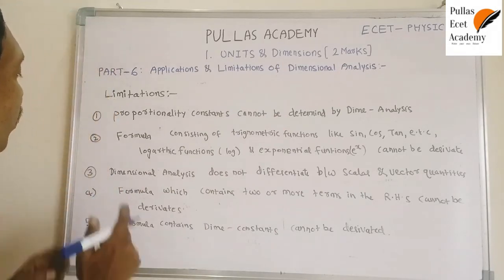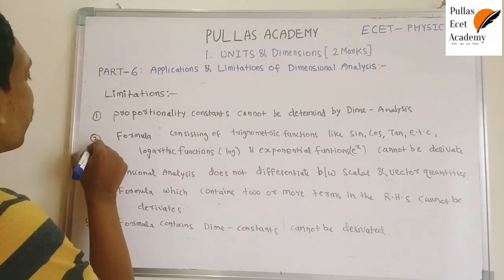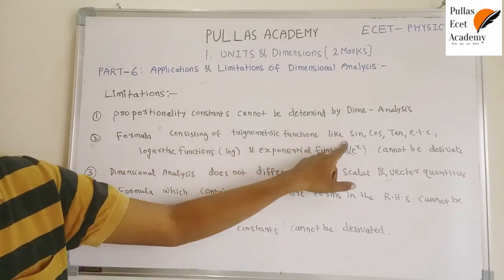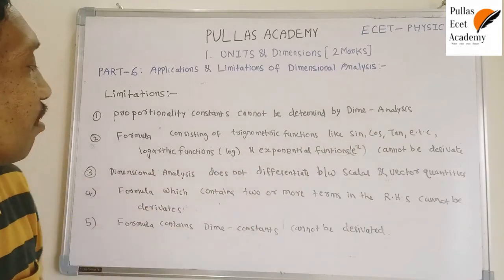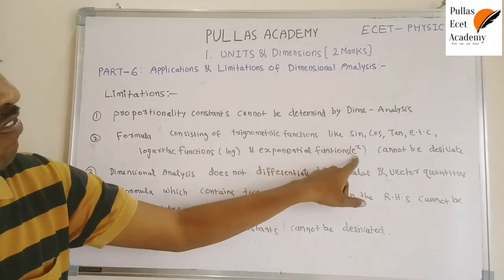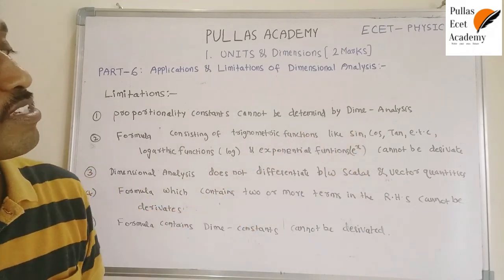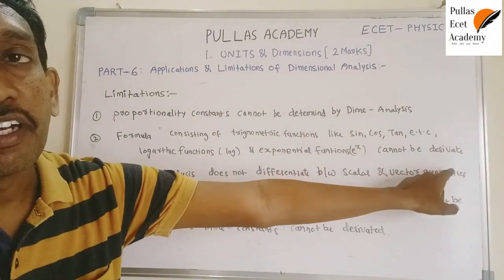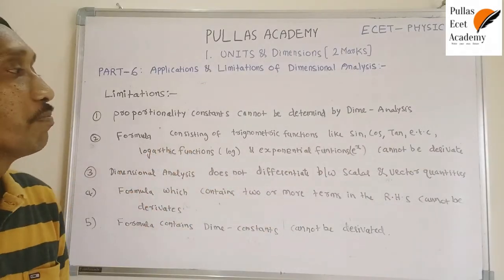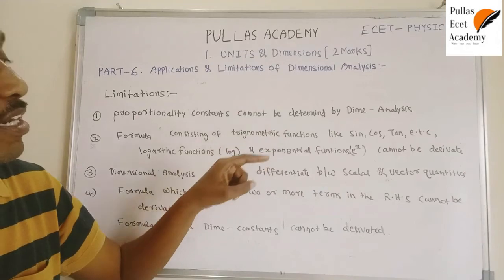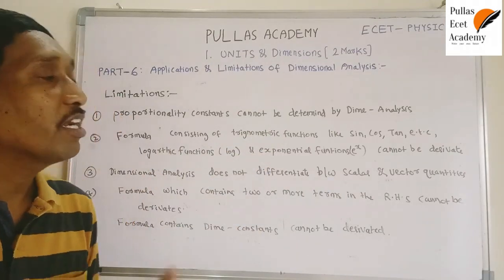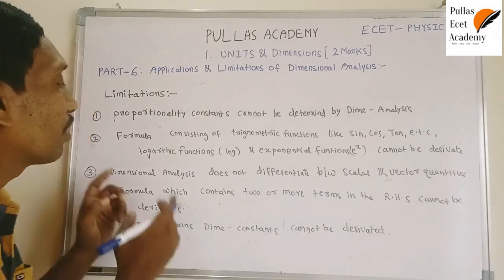And one more important limitation, this is very important here. Formulas consisting of trigonometric functions like sine, cos, tan, etc., or logarithmic functions such as log, or exponential functions such as e power x, cannot be derived. So it cannot be applied if the given equation consists of trigonometric, logarithmic or exponential functions. That is one of the limitations.